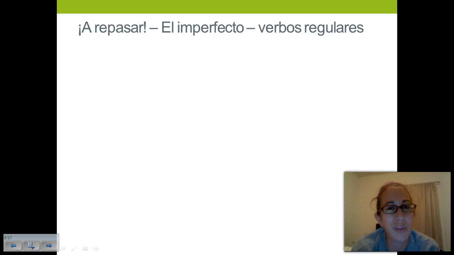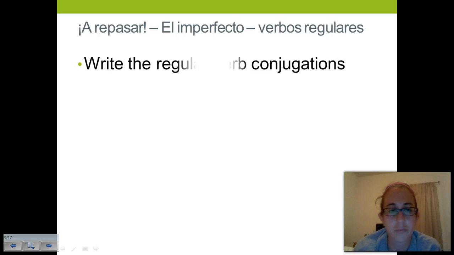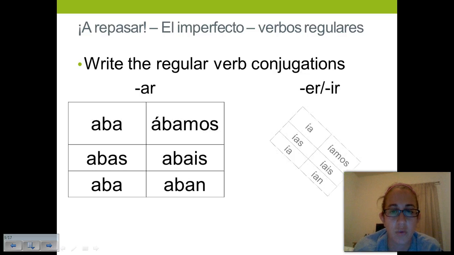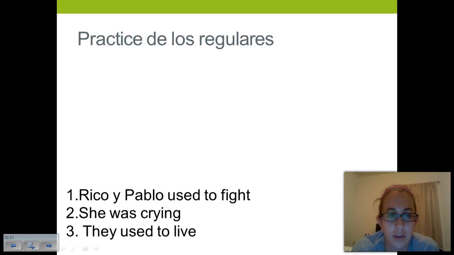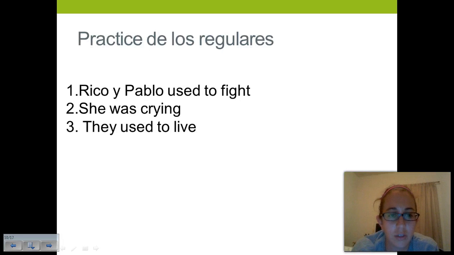So now we're going to flip over to the imperfect, which should be a little bit easier because this is fresher in your little cabeza. Alright, so go ahead and fill out the regular conjugation charts. Remember, AR verbs have the accent in the nosotros form, and then our ER and IR verbs have accents in all of those forms. Alright, and then here's your practice with the regulars.